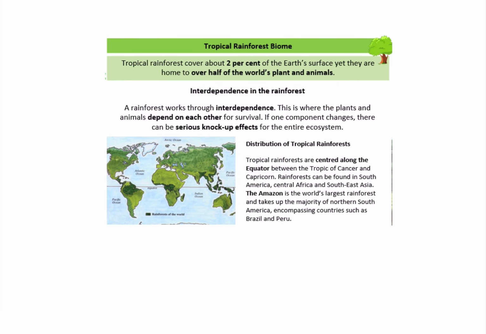If we think about this tropical rainforest biome, here's an interesting fact. Tropical rainforests cover 2% of the Earth's surface, yet they're home to over half of the world's plants and animals. Well, that's why they're particularly valuable to protect. Interdependence is when you've got two or more things that are mutually relying on each other. So think about what might happen again if we go back to that food web and food chain if one of those was taken away. Are you able to explain exactly where these are found in the world? They're centred along the equator.